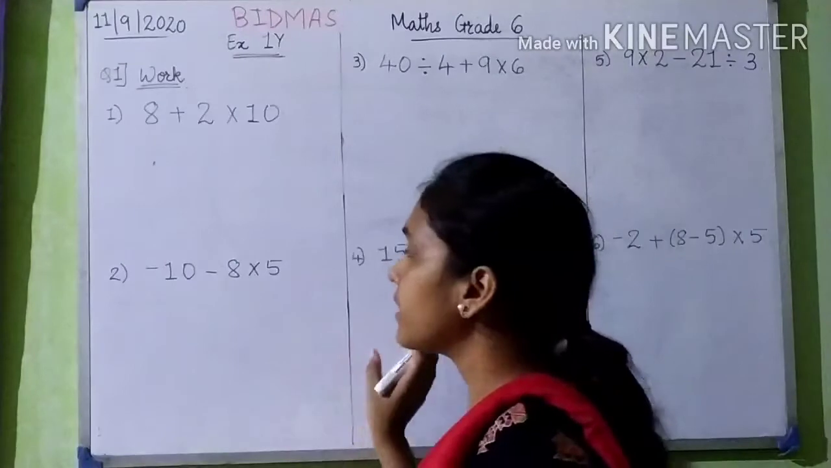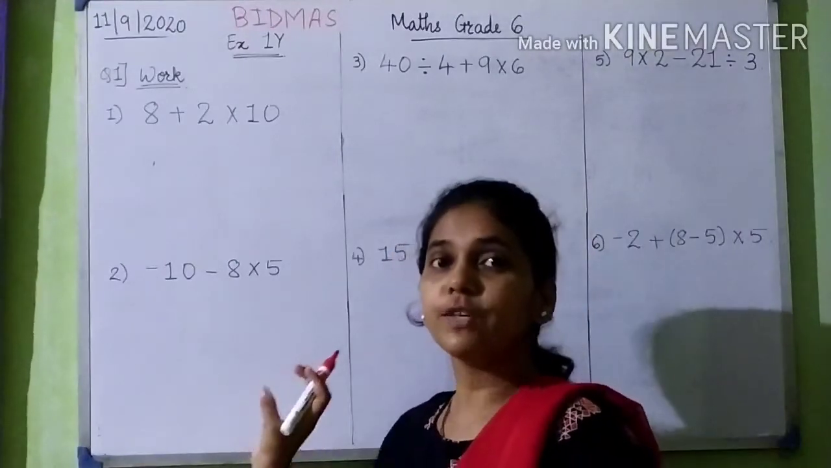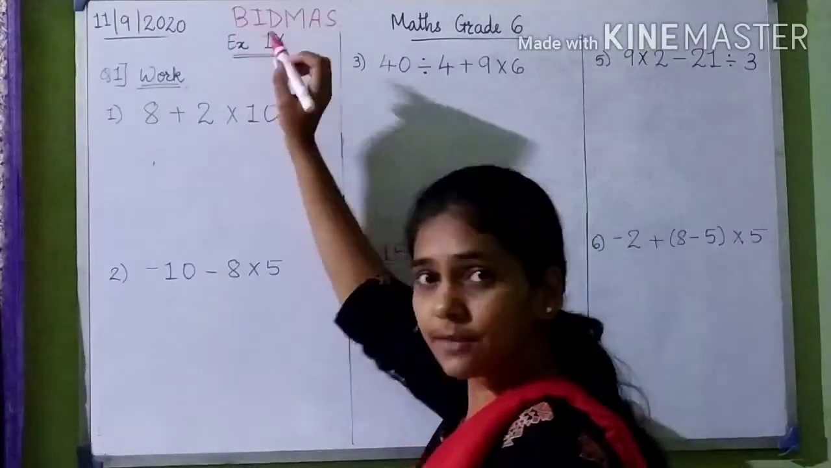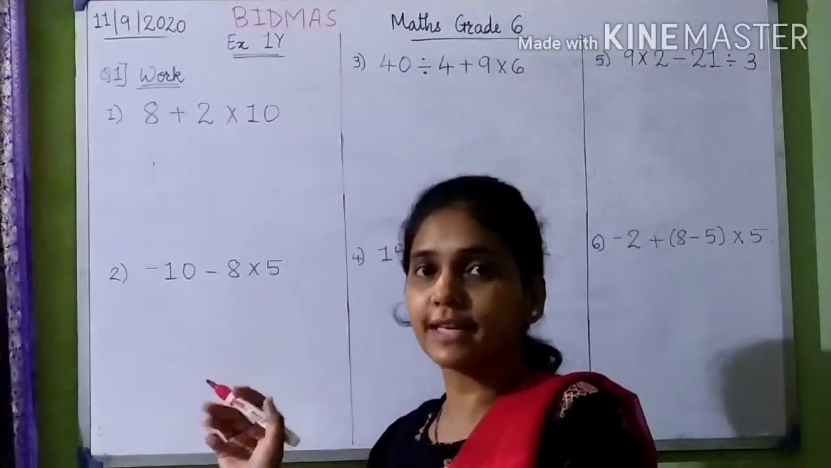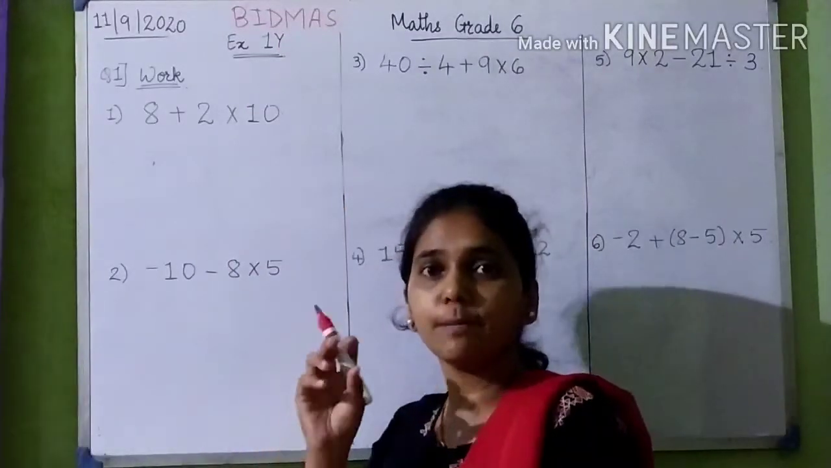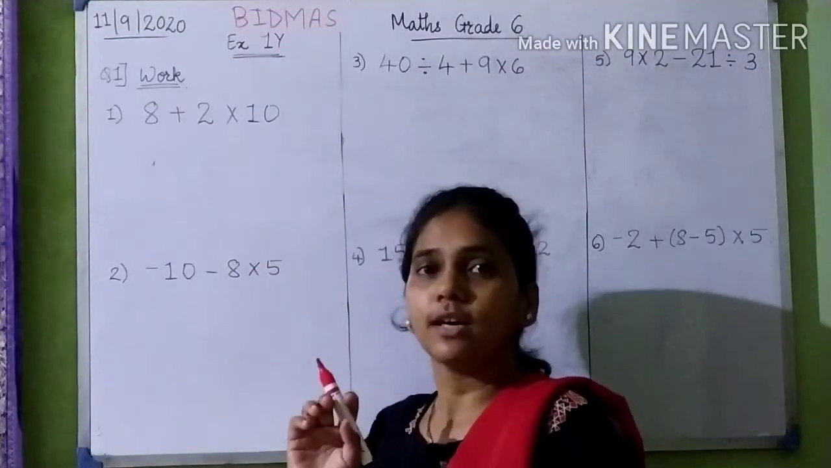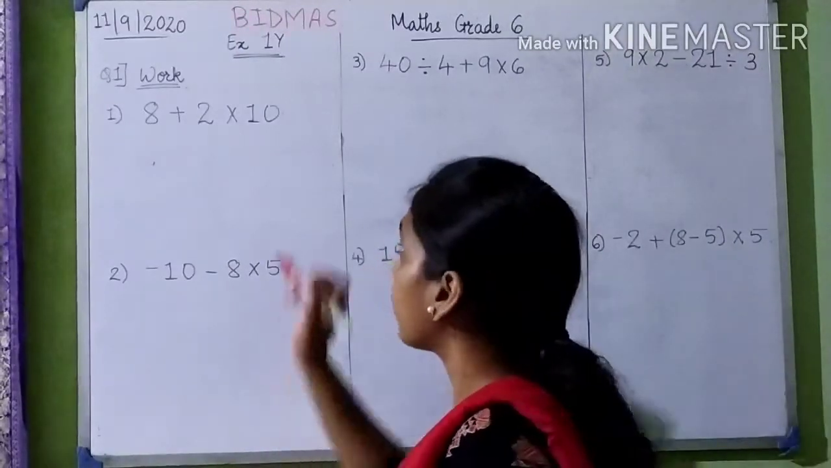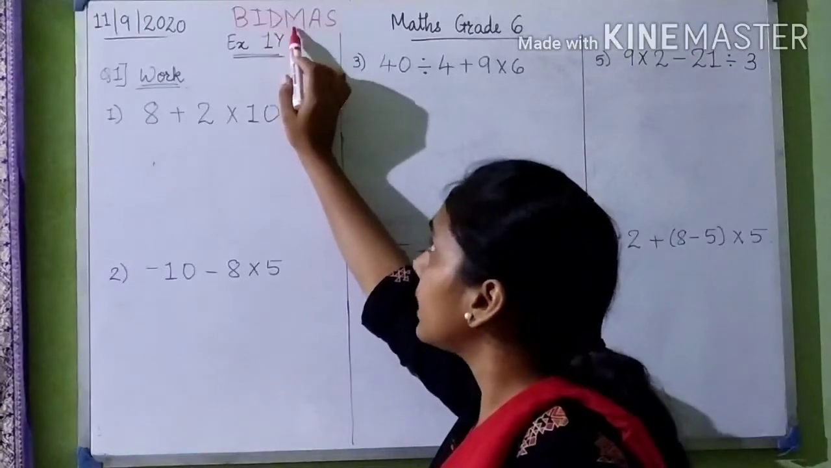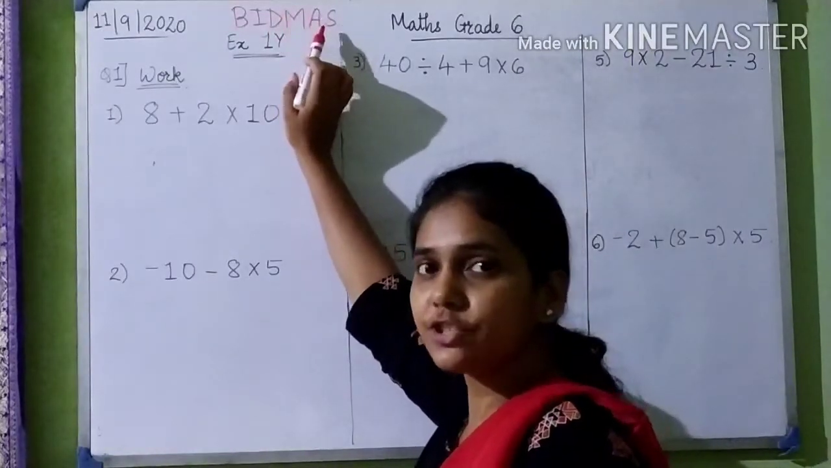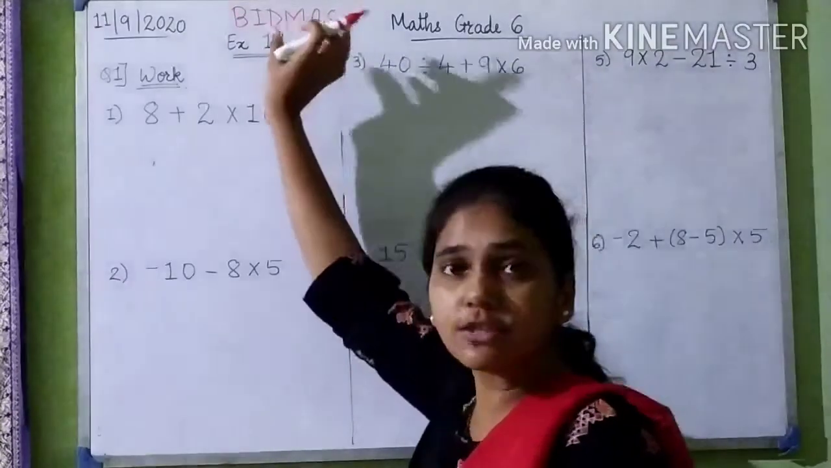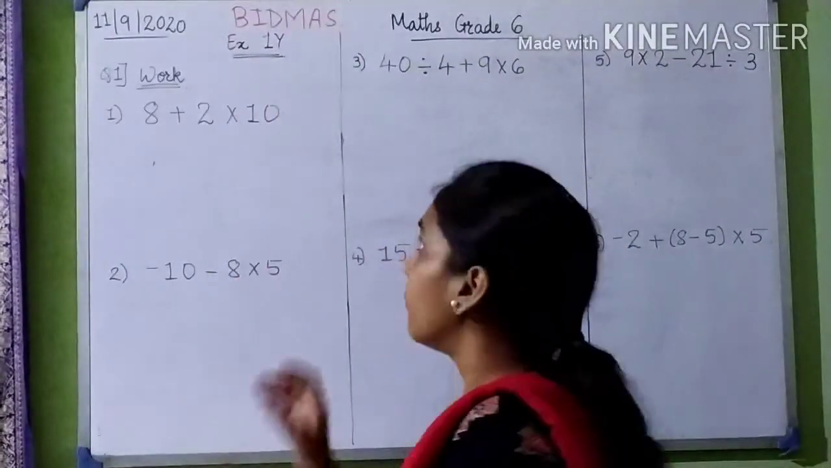So whenever we are simplifying any given sum, we have to follow this order. First we solve the brackets. If there are brackets in the sum, first we solve the brackets, then we solve the indices. Indices means if there is any power to a given number, that we need to solve first. Then after that we solve division, and after division multiplication, after multiplication addition, and after addition subtraction. So we have to always follow this order for simplification.